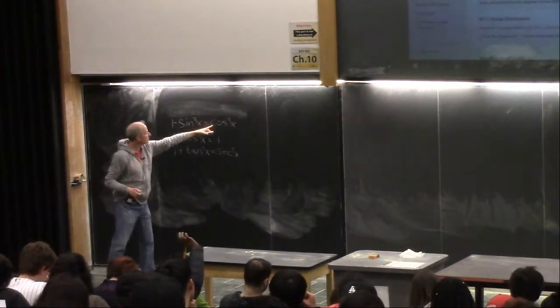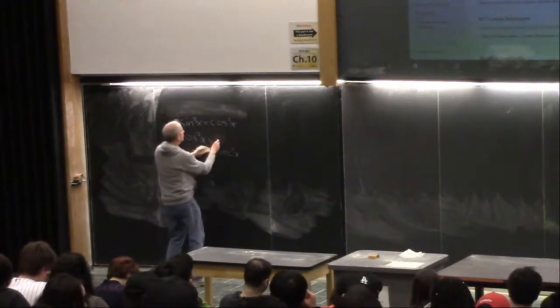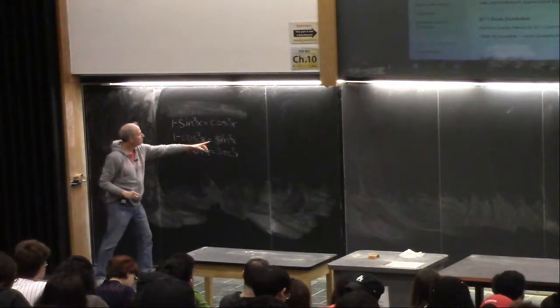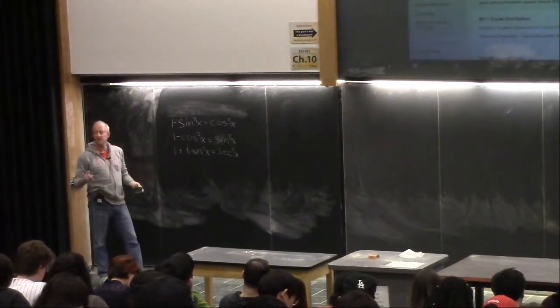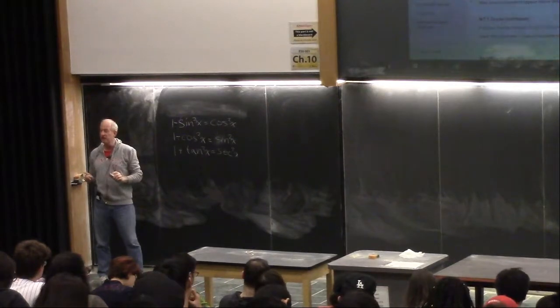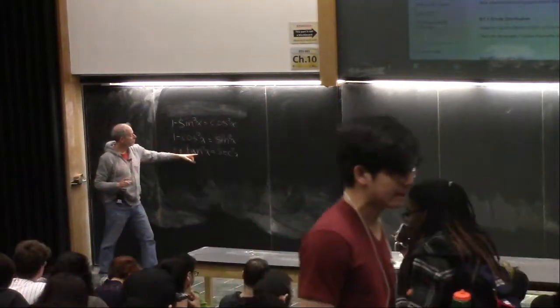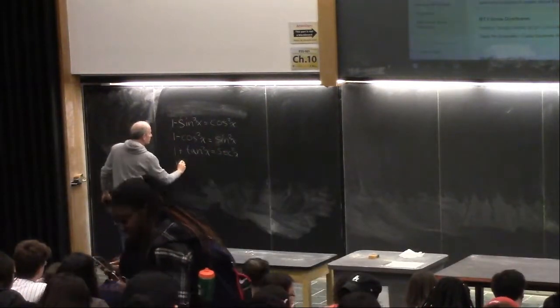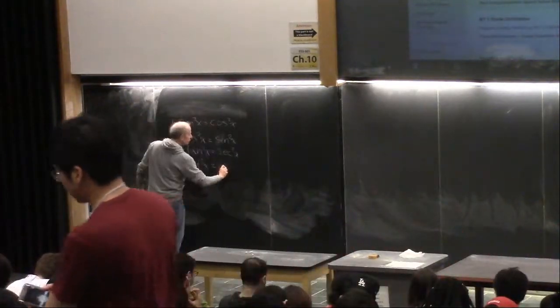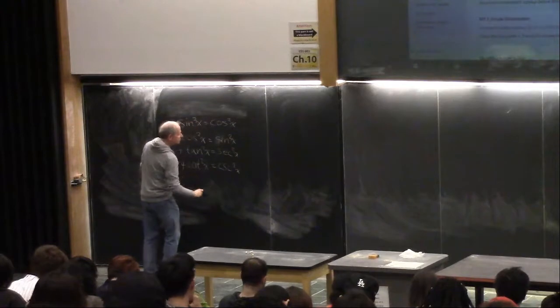If you see cosine squared, you can replace it with 1 minus sine squared. If you see sine squared, you can replace it with 1 minus cosine squared. But sometimes you're going to want a different substitution for this, which I'll show you in a second. 1 plus tangent squared equals secant squared. 1 plus cotangent squared equals cosecant squared.